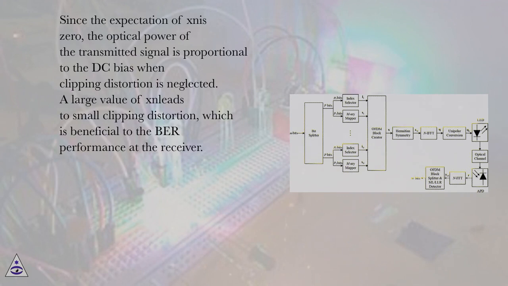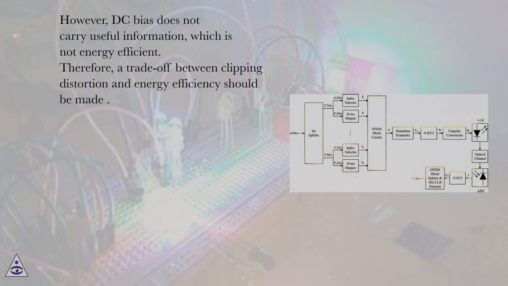A large value of xDC leads to small clipping distortion, which is beneficial to the BER performance at the receiver. However, DC bias does not carry useful information, which is not energy efficient. Therefore, a trade-off between clipping distortion and energy efficiency should be made.